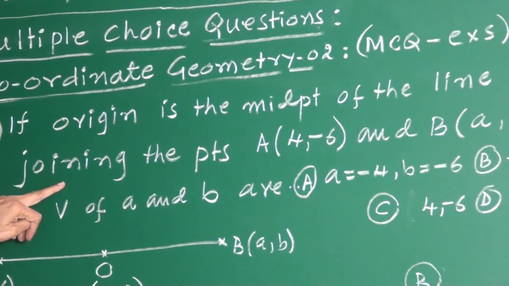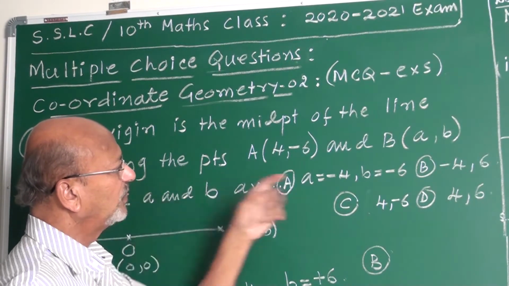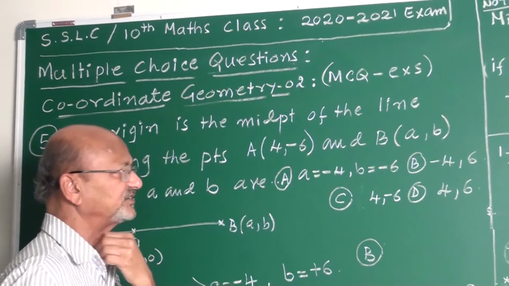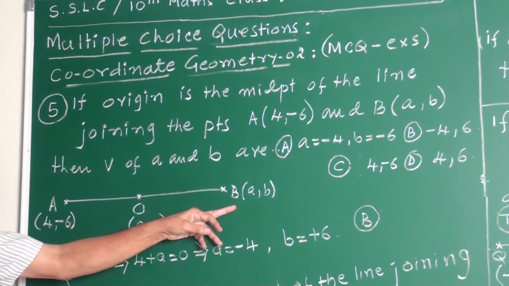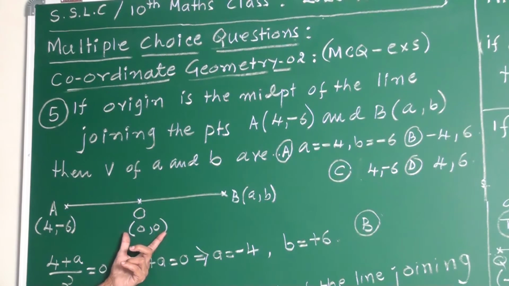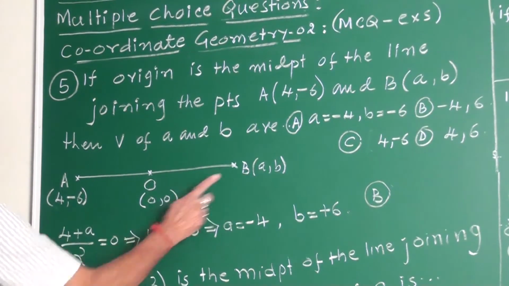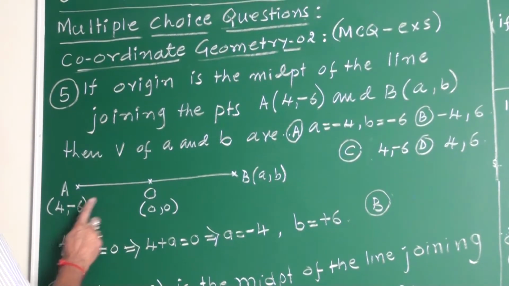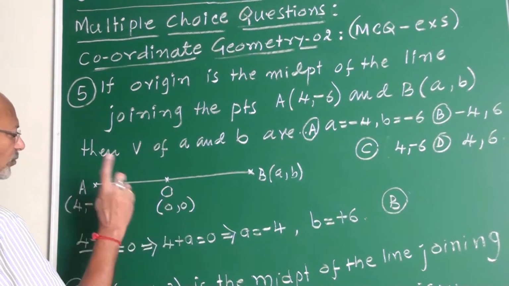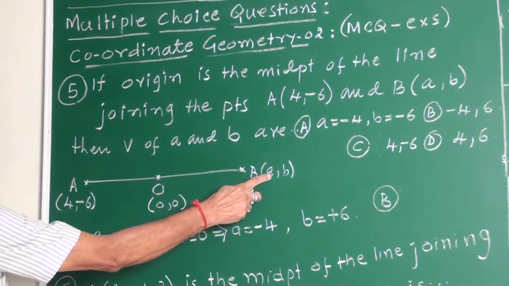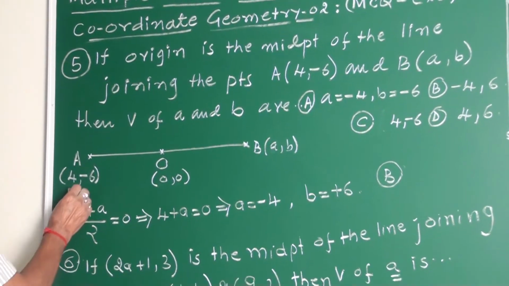If the origin is the midpoint of the line joining the points A, B, then find the values of A and B. You have to write both x and y coordinates here. The points are (4, A) and (-6, B), and the origin, which means (0, 0), is the midpoint. Then the sum of the x coordinates divided by 2 is the x coordinate of the origin, and the sum of the y coordinates divided by 2 is the y coordinate of the point. See here, (4 plus A) by 2 is 0, so 4 plus A is 0. What is the value of A? Minus 4.